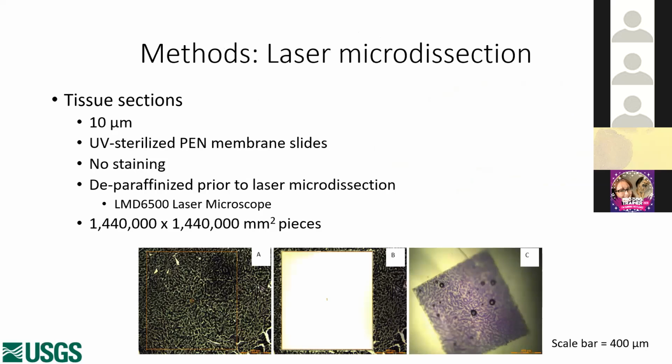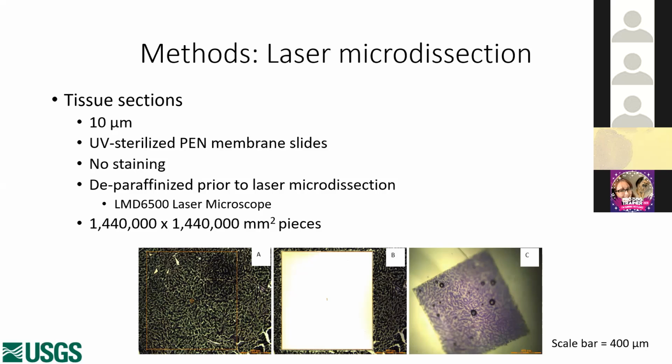So tissue sections were cut at 10 micrometers with the microtome. And as a lot of you who work with histology know, oftentimes sections are cut at between 4 and 6 micrometers. So this is a relatively thick section. And the reason for doing so is that you can actually get more cells from a smaller piece of tissue.